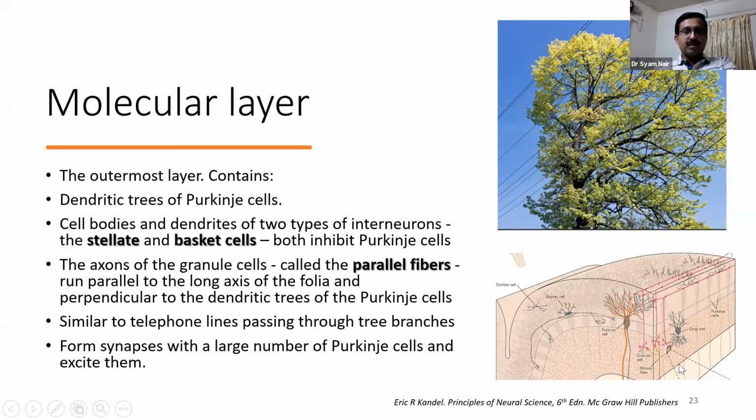The axons of granule cells, as we discussed, are called parallel fibers. They ascend to the molecular layer, split into two, and run parallel to the long axis of the cerebellar folia and perpendicular to the dendritic trees of the Purkinje cells. It is similar to telephone lines just passing through tree branches. This is the Purkinje cell dendritic arborization, and these are the parallel fibers which arise from the granule cells. So these parallel fibers form synapses with a large number of Purkinje cells and excite them.